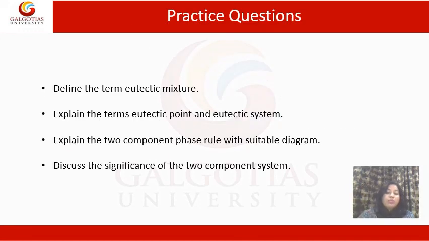So according to my presentation, these are some practice questions: define the term eutectic mixture, explain the terms eutectic point and eutectic system, explain the two component phase rule with a suitable diagram, and discuss the significance of the two component system.